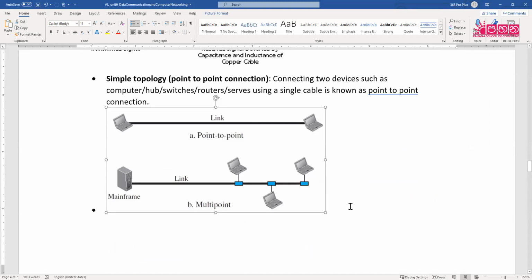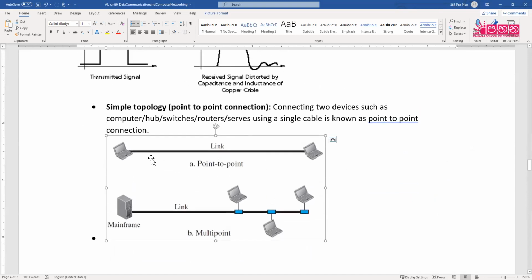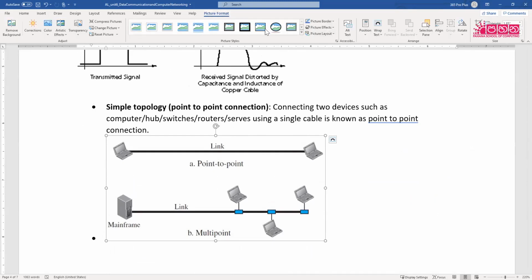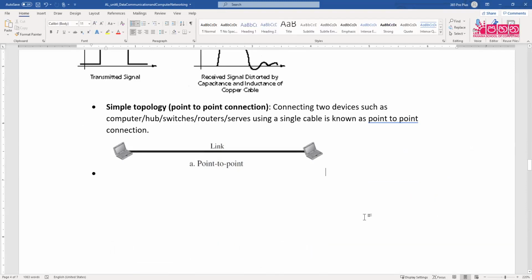So multi-point, we are not going to discuss, but simply you can draw two computers and you can say it's a point-to-point connection. Multi-point connections we can discuss later on. For the time being, let's draw two computers and then we can connect a link. It could be a single cable, like in computing, you can purchase what we call a cross cable. Using a cross cable, you can transfer data between two computers.